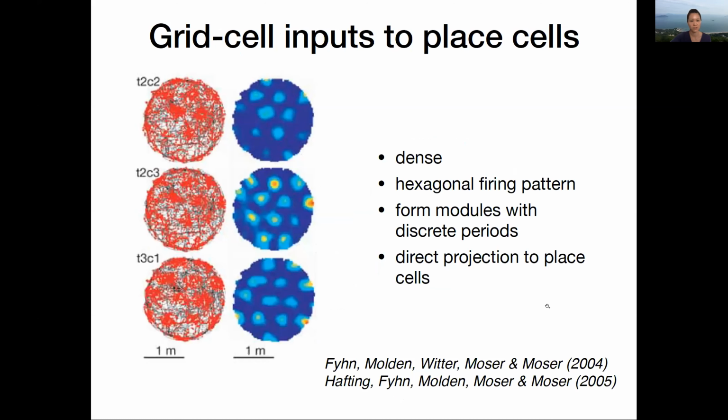And the second type of cell is grid cells. They have much denser activity, and three examples are shown here. They fire in a hexagonal spatial pattern. Because of this periodicity, each grid cell can be characterized by the period of its firing pattern, which is the distance between two neighboring activity bumps. Grid cells form modules with discrete periods, and they have direct projections onto place cells.